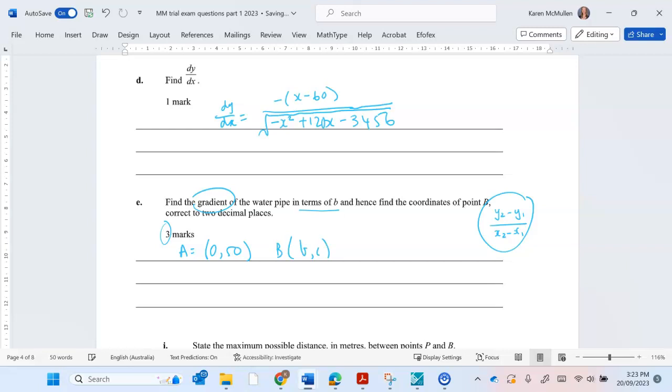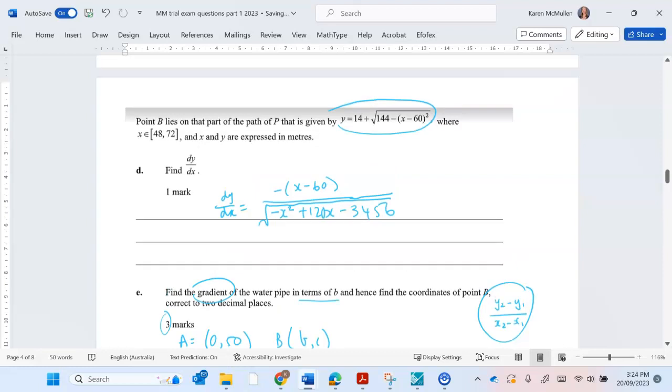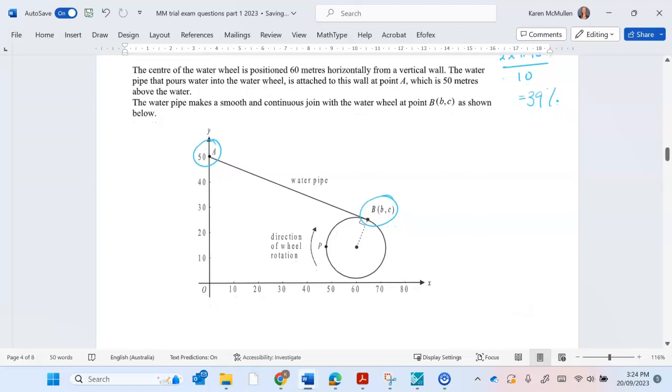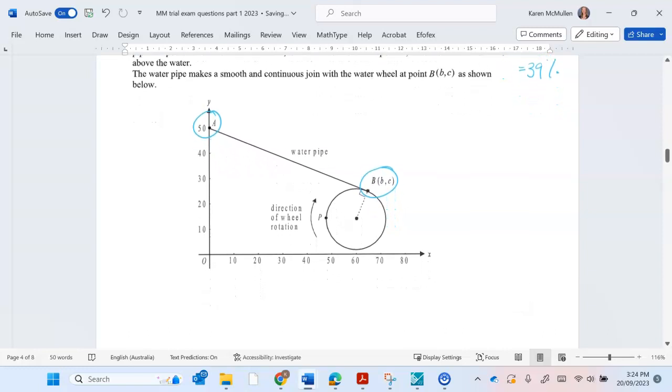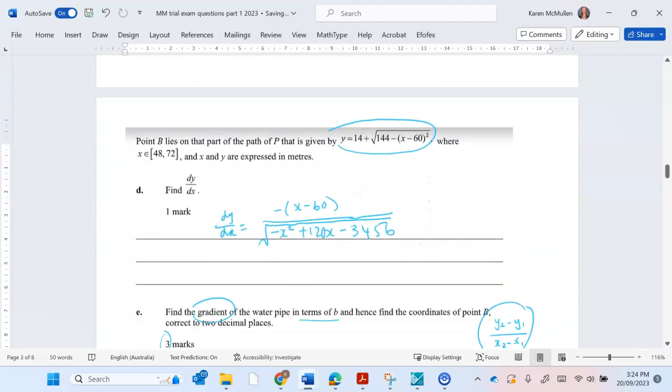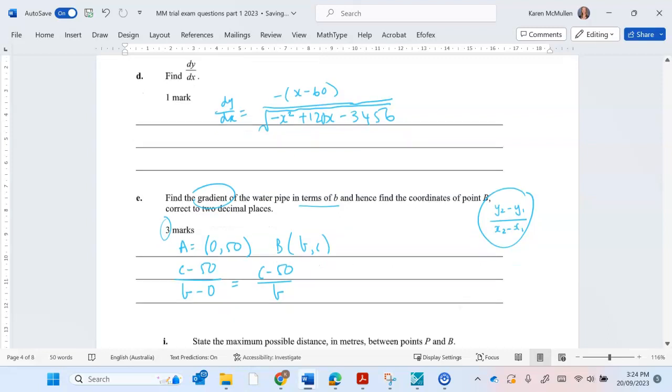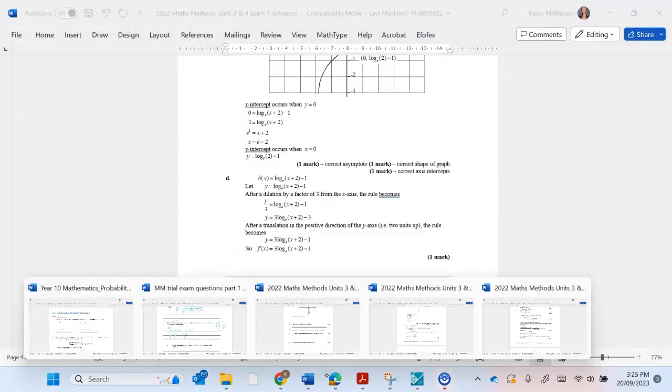All right, so just plugging it into rise over run. Just make sure I don't get the parts mixed up. C minus 50 over B minus 0. So C minus 50 over B. And do we know what B or C is? I don't think so, because it just says in terms of B, but I've got it in terms of B and C. All right, just have to find the right one.